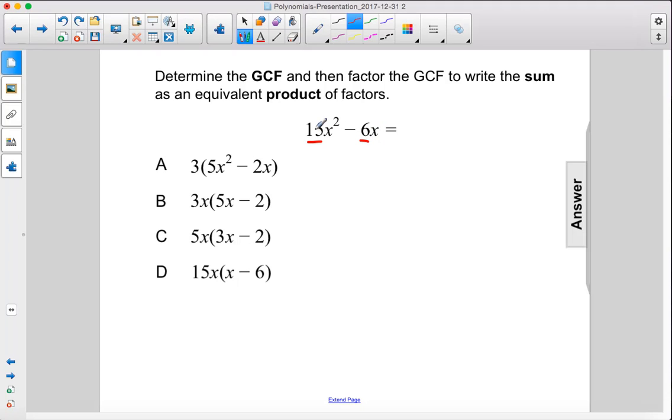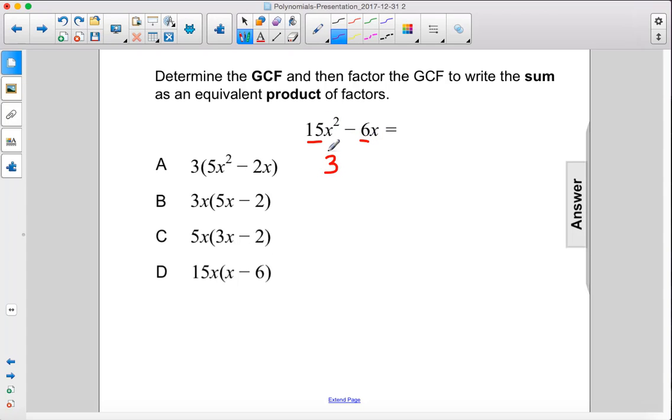So is 6 a factor of 15? No, it's not. So then we go back here and we say, what's the second largest factor of 6? 3. Is 3 a factor of 15? It is. So therefore, 3 is our greatest common factor of 15 and 6.